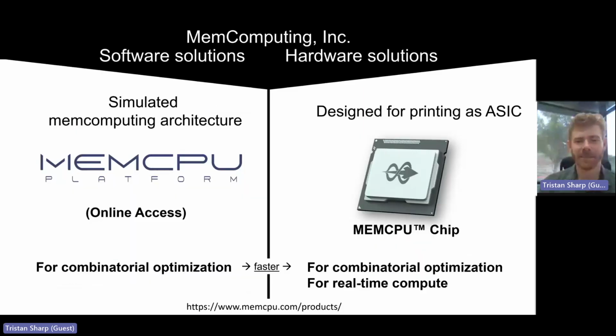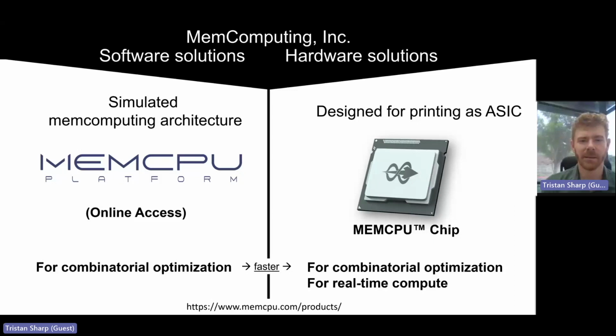Okay, great. So back to the company. We now develop software solutions and hardware solutions. The software solutions typically are when we're simulating the MIM computing architecture. So I'll actually do a demo of this. We have the MEMCPU Platform, which is online, available for access. It's for combinatorial optimization.